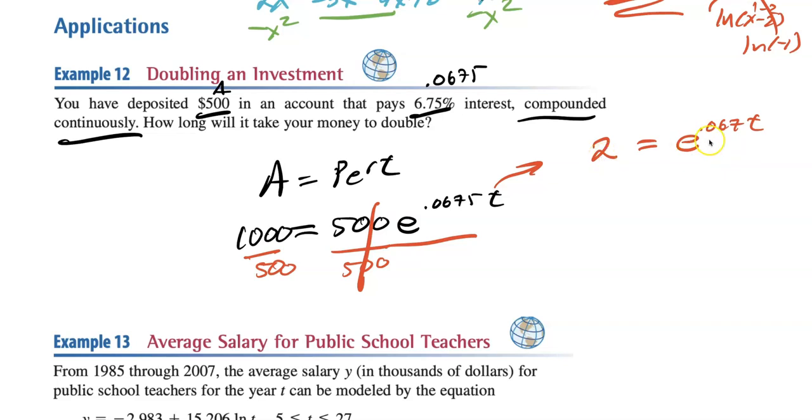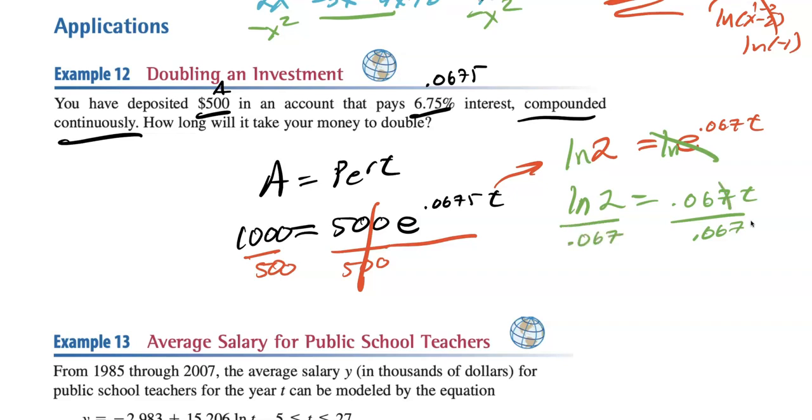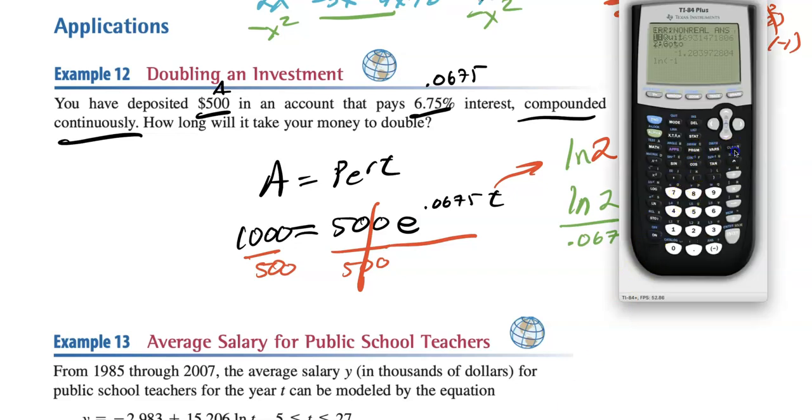If you can't get the bases to match, you take either the log or natural log of both sides. In this case, we'll take the natural log of both sides, because that e cancels out right away. You get natural log of 2 is equal to 0.0675t. And now all we have to do is divide by 0.0675. These cancel out, and you get t equals, well, I need a calculator. Let me get that. So we have natural log of 2, close the parenthesis, divided by 0.0675. It's going to take us about 10.3 years.